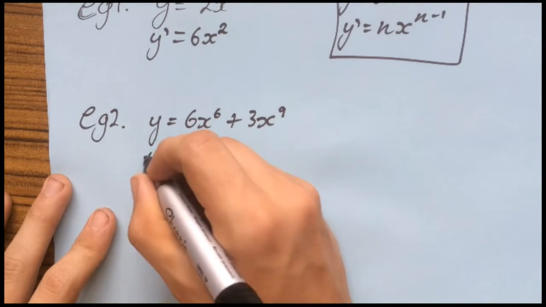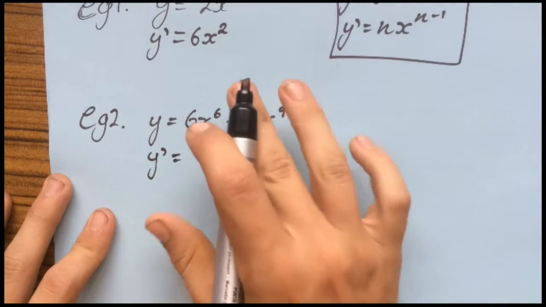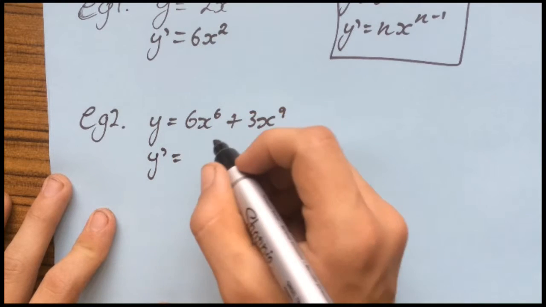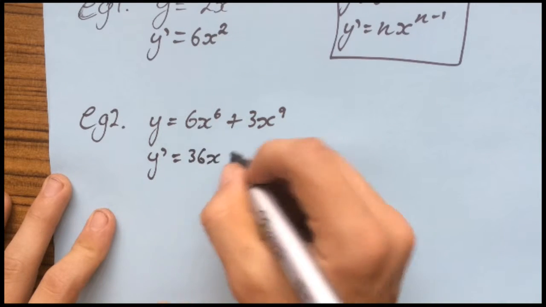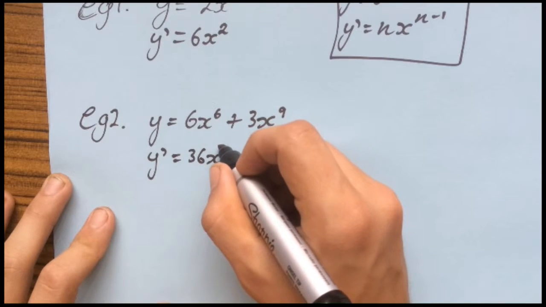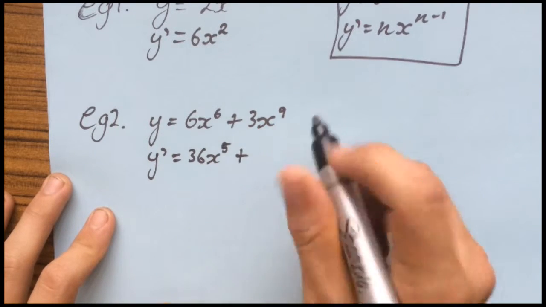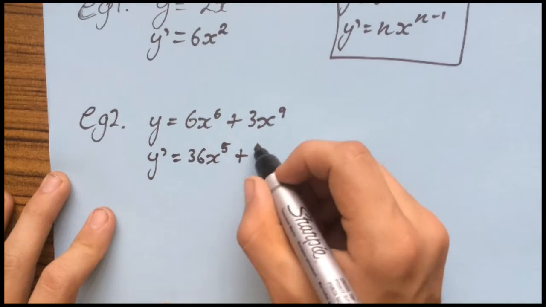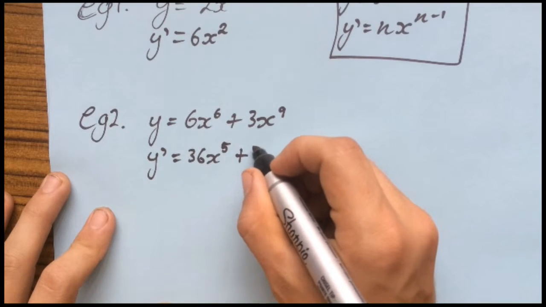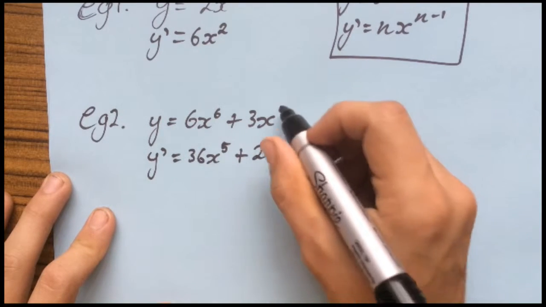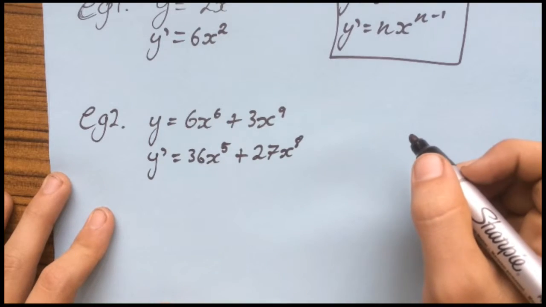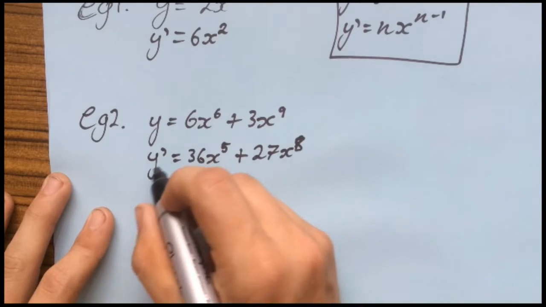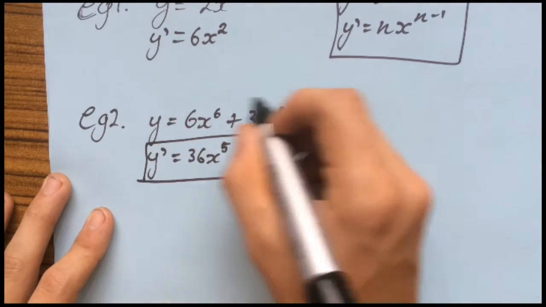Okay, so y dash equals the first one, which would be 6, you bring that down, the power rule, so it's 36, x, 6 take 1 is 5, plus, then you focus on this one, which would be 9, you bring that down, multiply by 3, and then that'd be 27, x, 9 take 1, 8. And that there is the first derivative of this up here.